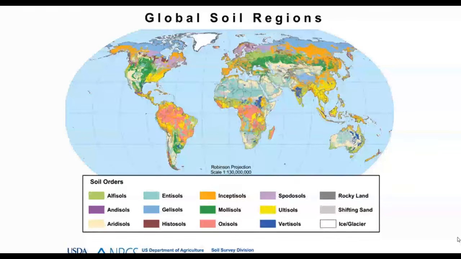So as Clay said, when you look at the pattern and look at all of the regions and all the soils that are on the Earth, you notice that there's a lot of differences. And the big question is, what makes them different?